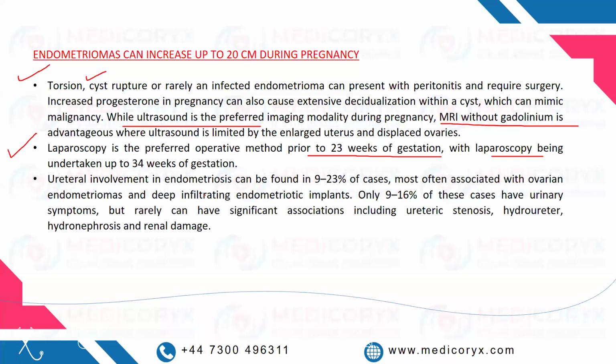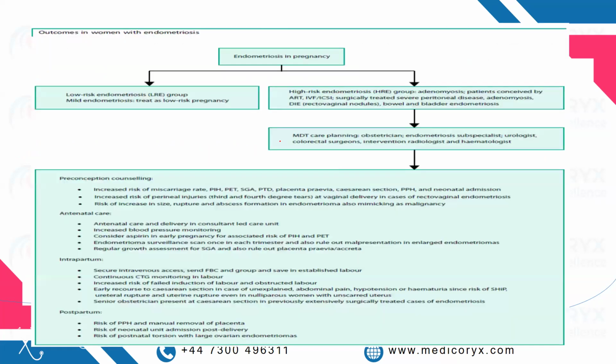Ureteric involvement in endometriosis can be found in 9 to 23% of cases, most often associated with ovarian endometriomas and deep infiltrating endometriotic implants. Only 9 to 16% of these cases have urinary symptoms, but rarely there can be significant associations, including ureteric stenosis, hydroureter, hydronephrosis, and renal damage. I think 9 to 23% is a pretty high percentage. So this is again the same, right?